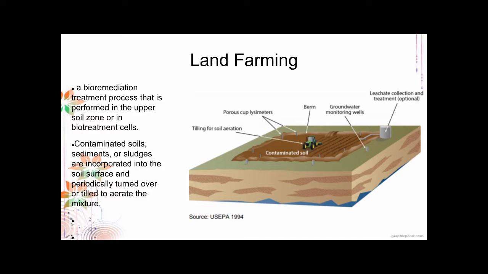Contaminated soil, sediments or sludges are incorporated into the soil surface and periodically turned over or tilled to aerate the mixture. Now the downside in land farming, and why it's one of the lesser known bioremediation strategies, is that it requires a lot of land. Because the process is aerobic, there's only a certain depth at which it is applicable, so you are limited by the size of the plant. If you have a lot of contaminants to process, you need a lot of land, which in today's societal and environmental concerns is in short supply.